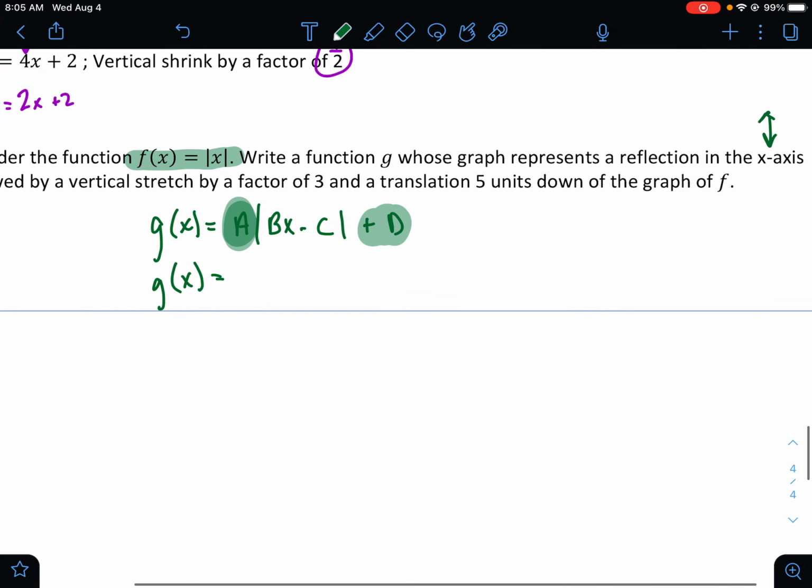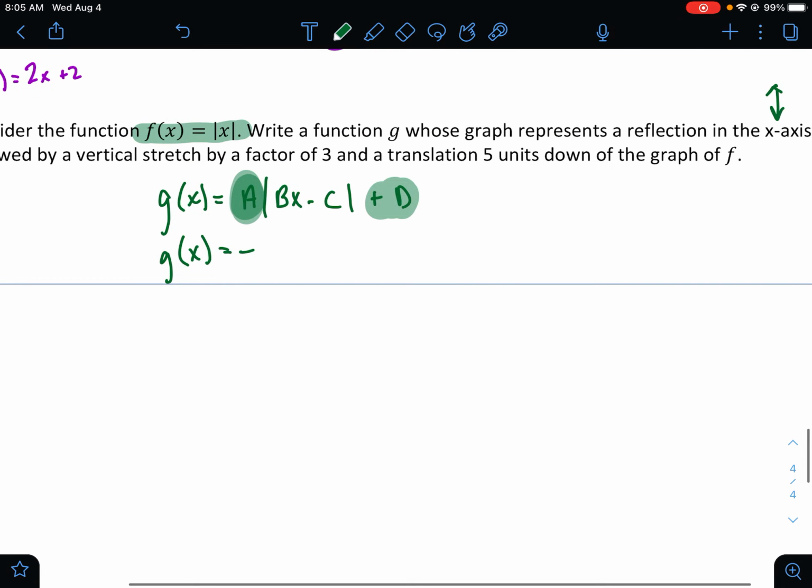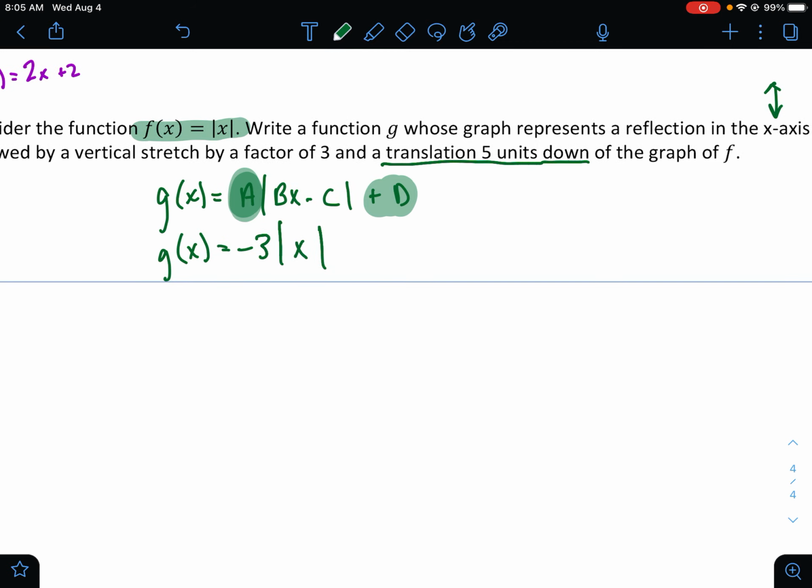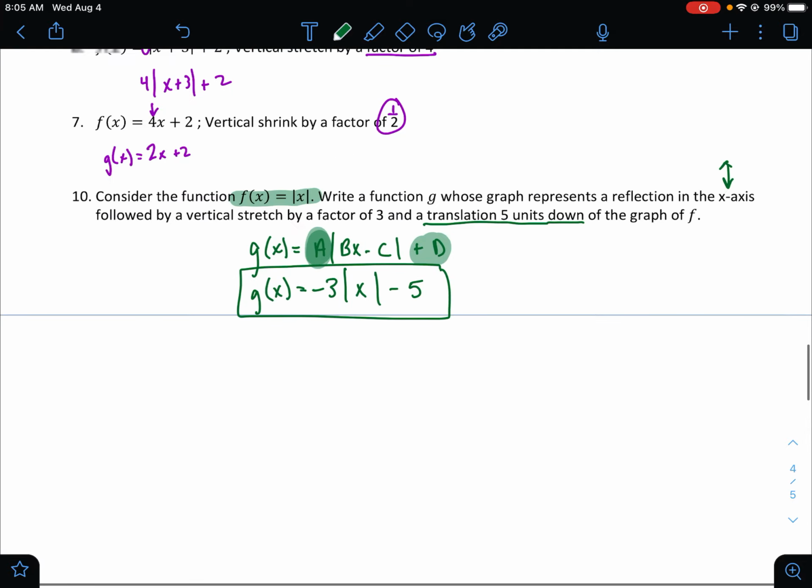First of all, since it's a reflection across the x-axis, it's going to be negative. Because it's a vertical stretch by a factor of 3, a 3 will go here. I don't have a B or a C, so the x will just be there. And then translation of 5 units down would make this minus 5. And that would be the equation of that transformed graph.